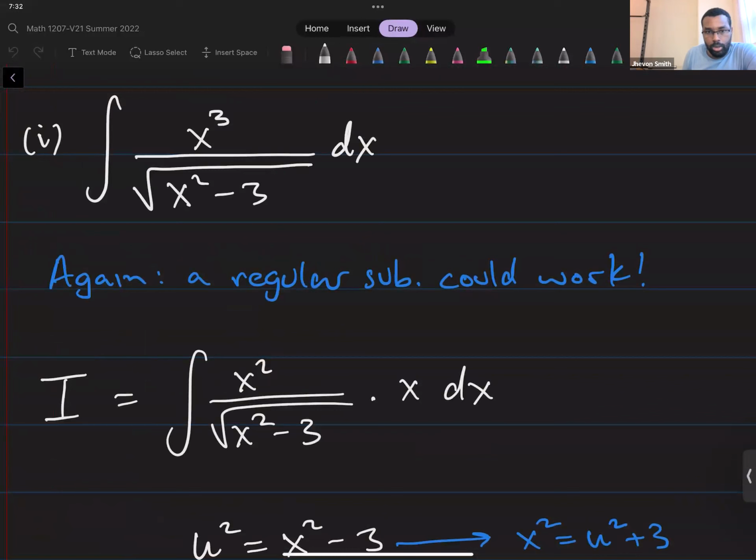Yeah. So a regular sub would work there because that is an odd power of x. If that were an x squared or an x fourth, then I would do trig sub. Or if it were a 1, which is equivalent to x to the 0, which is an even power, I would do a trig sub. But the fact that x has an odd power makes a u sub better.